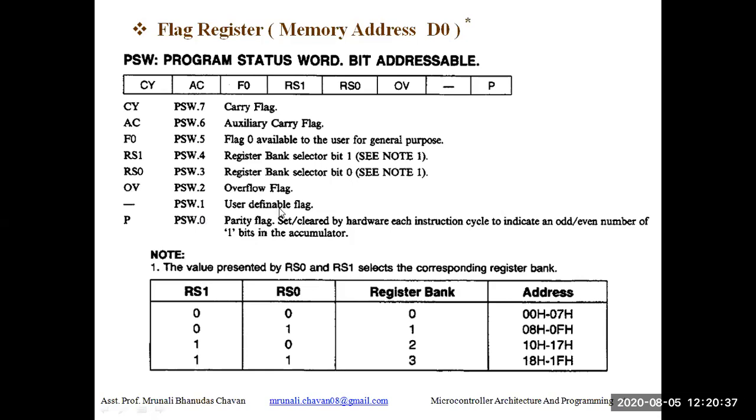PSW.1 is user definable flag, and last one, that is P or PSW.0. This is a parity flag. It is set or cleared by hardware each instruction cycle to indicate an odd or even number of 1 bits in the accumulator. It checks the contents of accumulator. If the number of ones in the accumulator is even, then the parity flag will be set, and if it is odd, then parity flag will be cleared. Okay, this is about the PSW register.